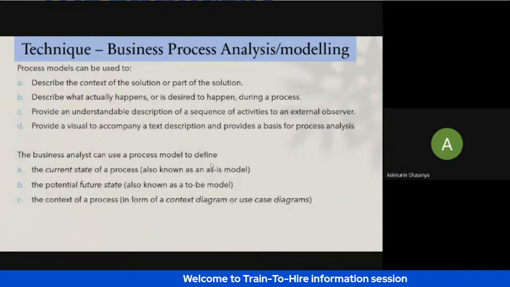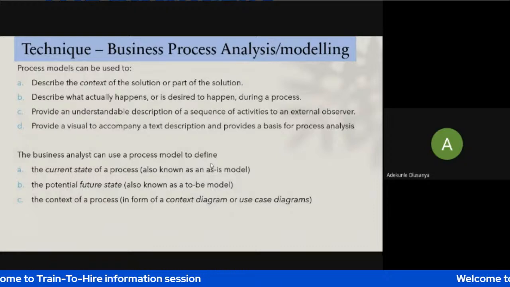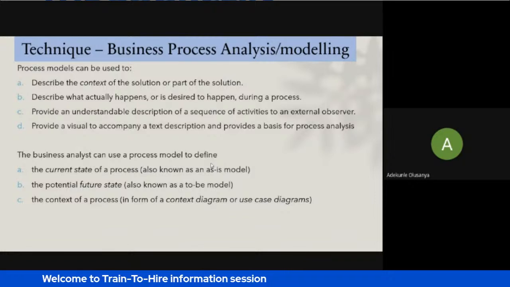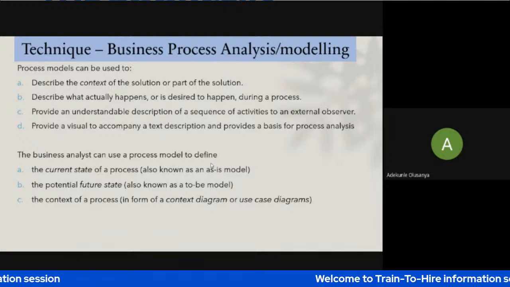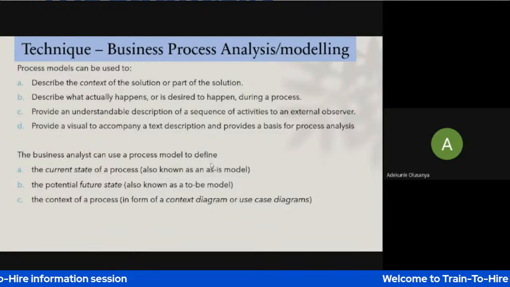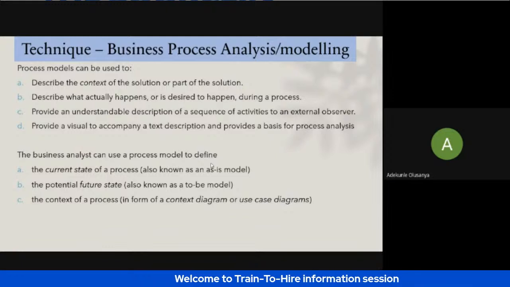Now, what do we use process models for? The process model can be used to describe the context of the solution or part of the solution. The easiest way to understand what a business or an organization does is to have a model. Somebody says they work with an insurance company or a travel agency. You can use a business process to describe the context or the value that they deliver. The model can also be used to describe what actually happens or is desired to happen during the process.